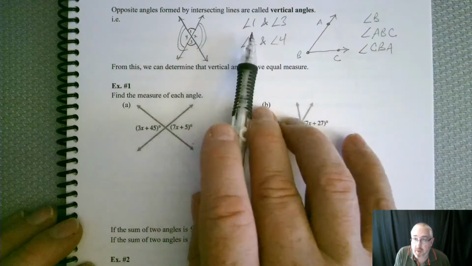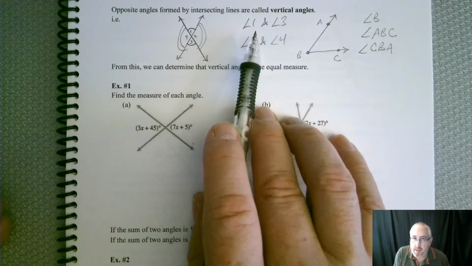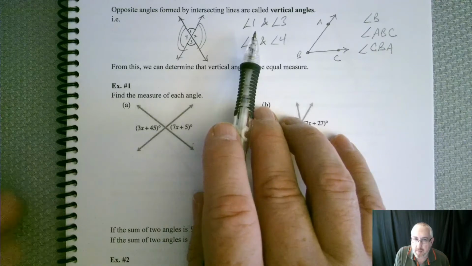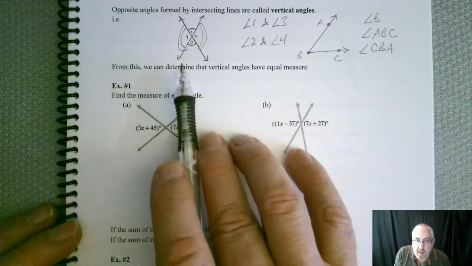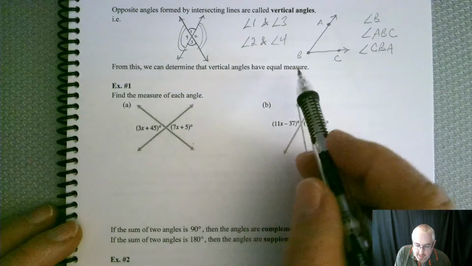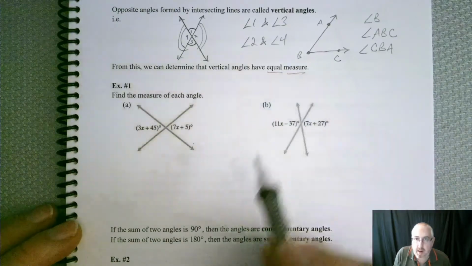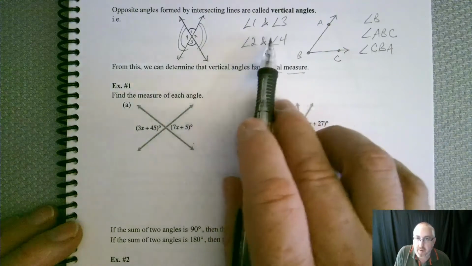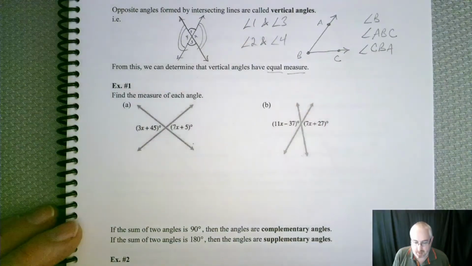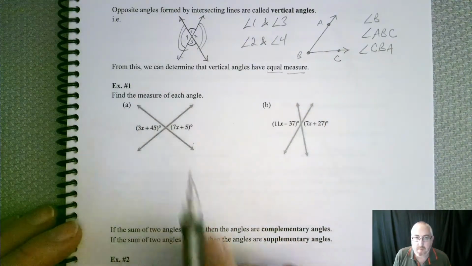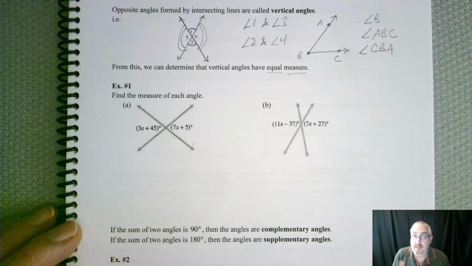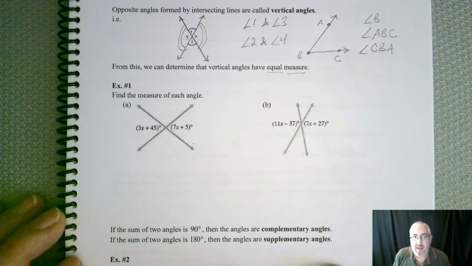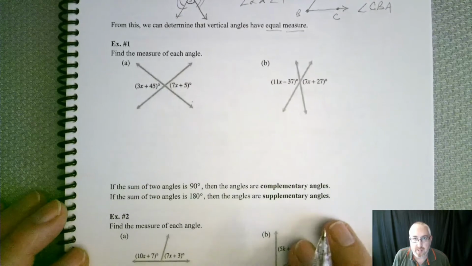So we know that they're vertical angles, but we really didn't say why or how they're related. If you kind of look at them, you can see they are going to have equal measure. They're going to be the same size. So not only are they vertical, they're equal to each other. So that's how we're going to find out what these angles are. We're going to set them equal to each other, and then we should be able to solve some equations.